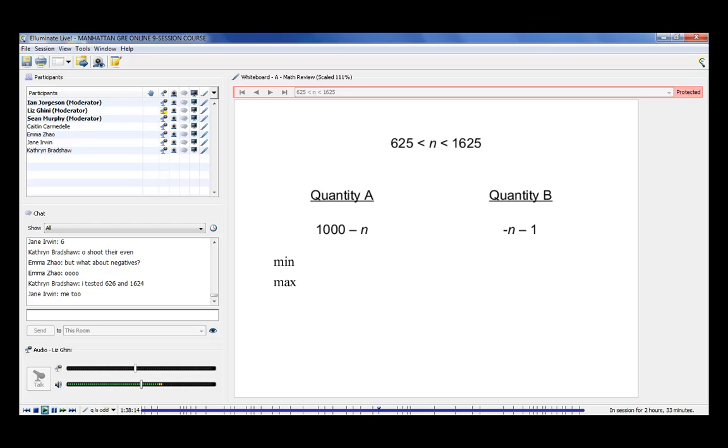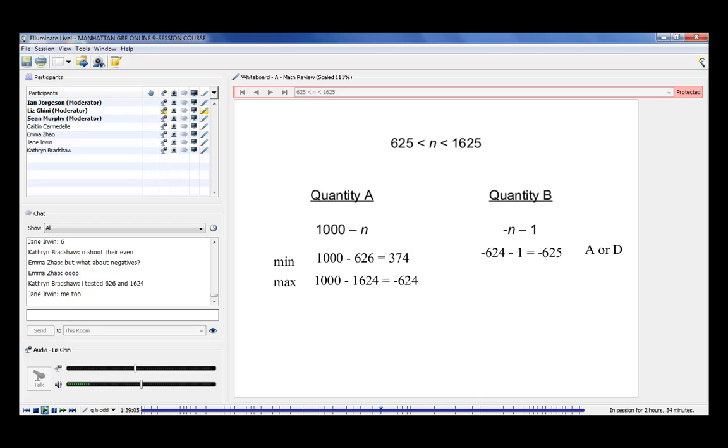So if N is 626, then you have your 1,000 minus 626, which I think is going to be 374. And otherwise, if N is 1624, you have 1,000 minus 1624, and that should be negative 624. Then here you try with negative 624 minus 1 equals negative 625. So in this case, we know it's either going to be A or D.